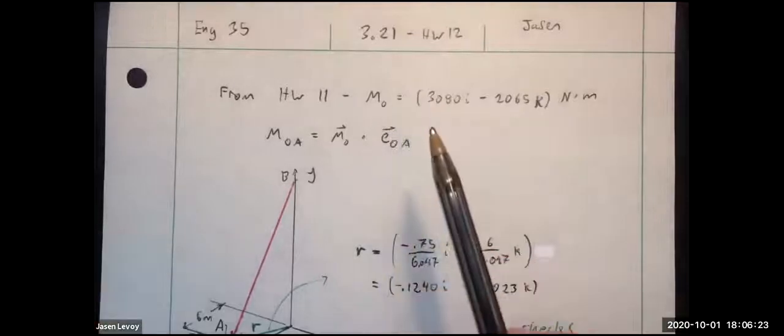So the first thing I did. And is this moment about a line? I'm sorry, because I don't know the numbers. Okay. Moment about a line. Okay. And you're on 321. Okay. Yeah.